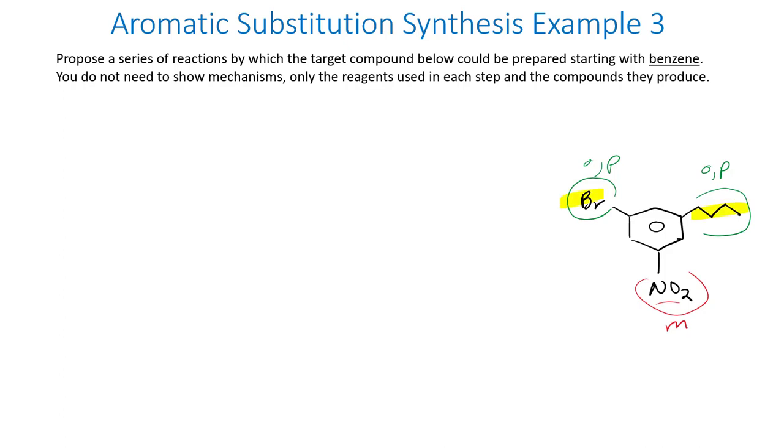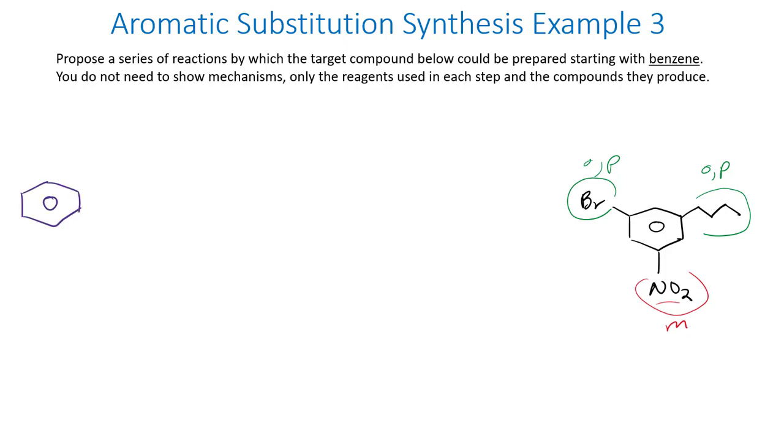But as soon as we added one of those ortho-para directors, it would take precedence over the nitro, and our next group would end up somewhere other than where we wanted it. So to get around this, we're also thinking about how we would get around the potential problem of a carbocation rearrangement with alkylation, which is that we could acylate first.